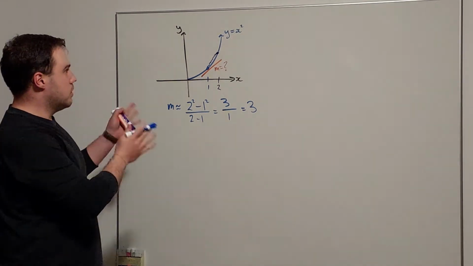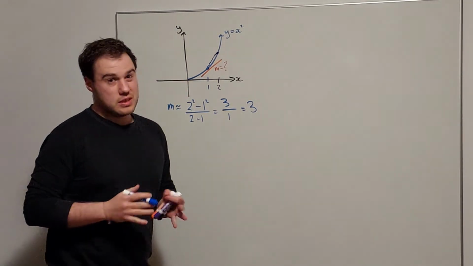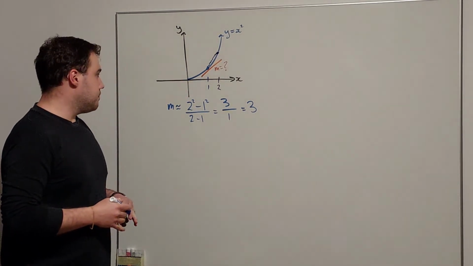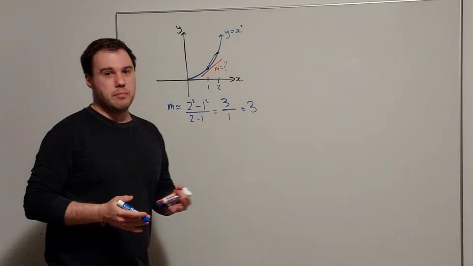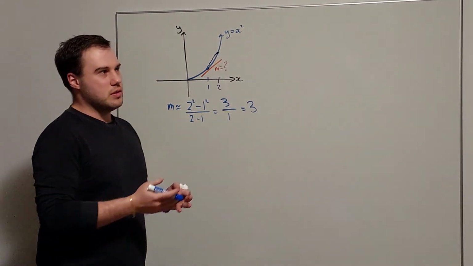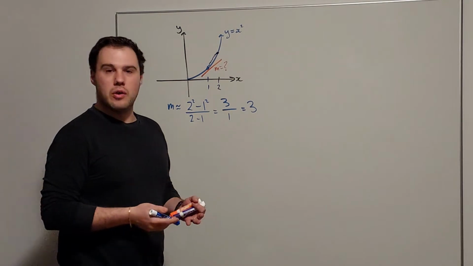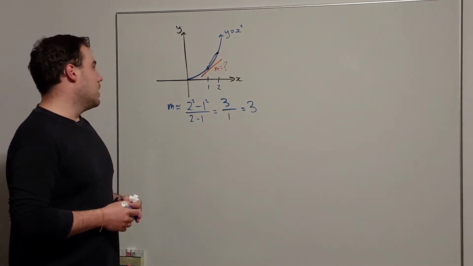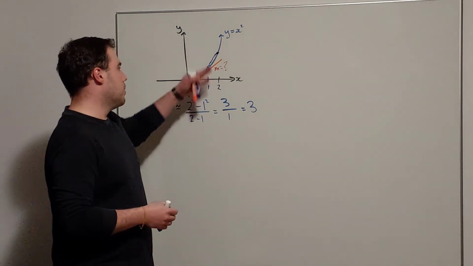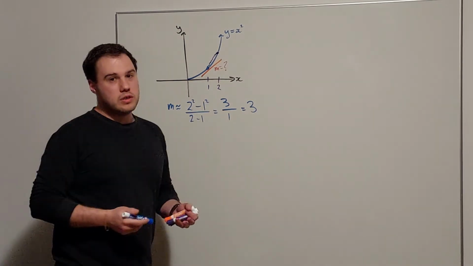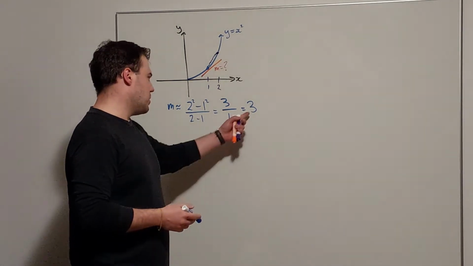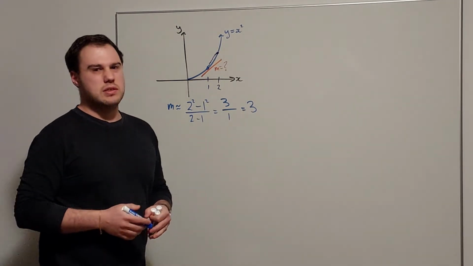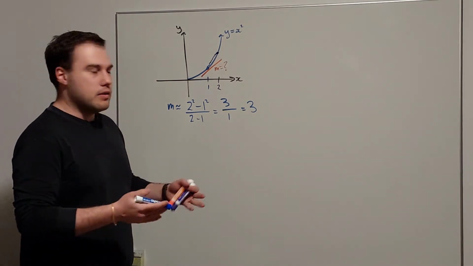Like my graph's obviously freehanded, it's not to scale, but it's at least in the right kind of ballpark, right? It's a positive gradient. It's not 0 or negative, and this purple line looks steeper than the orange line, and so maybe the orange gradient is not quite as steep as 3, but around about there.